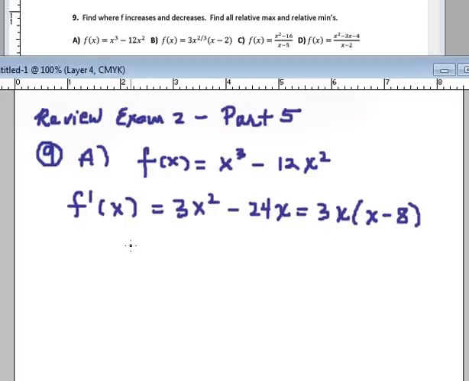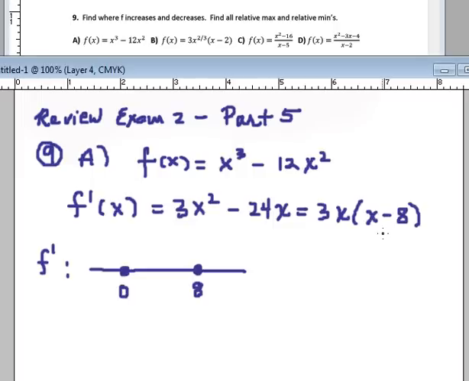Alright, so we're going to put the places where f prime is 0 on the number line to do the plus minus analysis. So f prime is 0 when x is equal to 0 and when x is equal to 8. Here we have no places where f prime does not exist. Alright, so the critical values are only places where f prime is equal to 0. Now do the plus minus analysis.